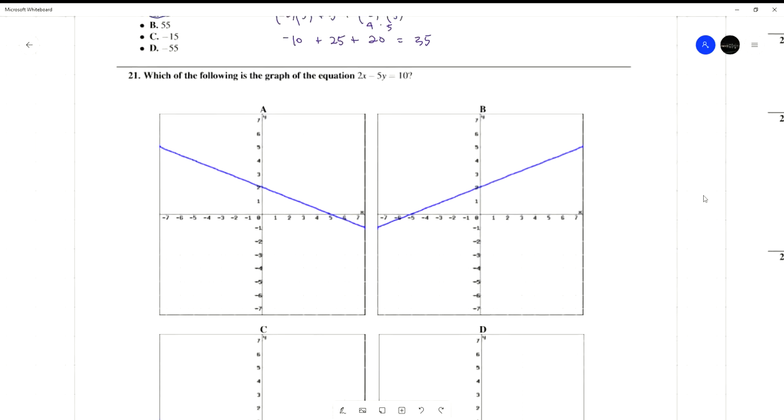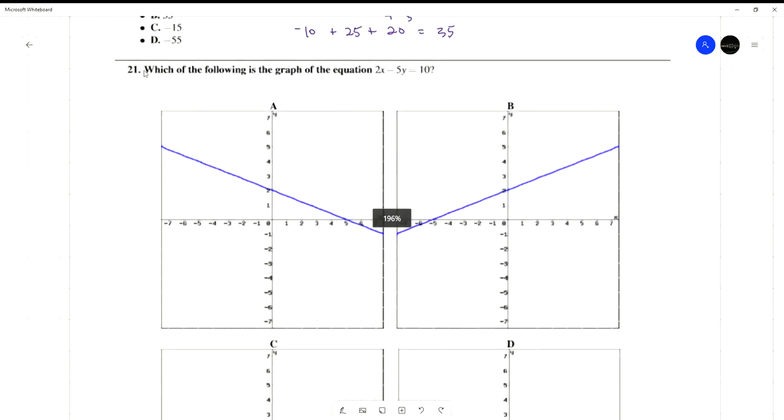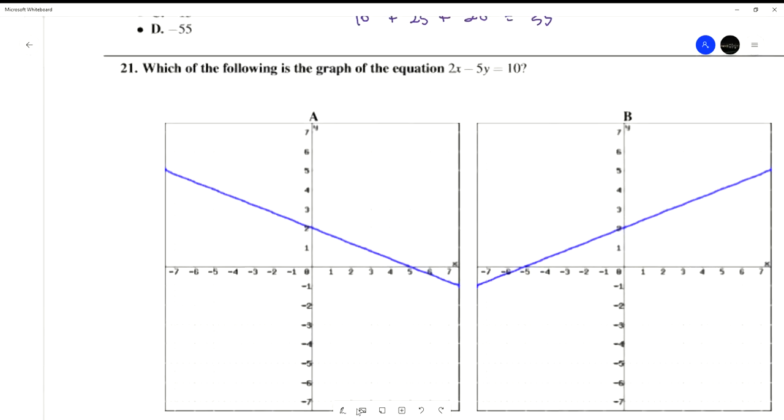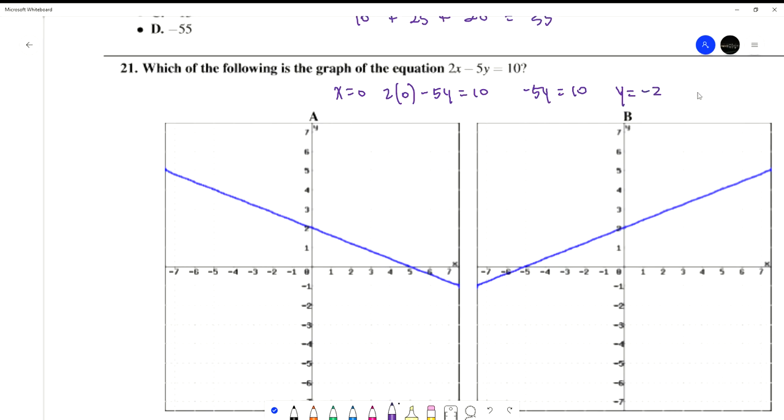Number 21. I hope you remember this one so that it doesn't take you too long to do. So you have a two-variable linear equation. I told you, make sure to do the cover-up method. The cover-up method means you cover up 2x and solve for y because x is equal to 0. So when x is equal to 0, you have 2 times 0 minus 5y equals 10. So negative 5y is equal to 10, therefore y is equal to 10 divided by negative 5, which is negative 2. So my first ordered pair is (0, -2).